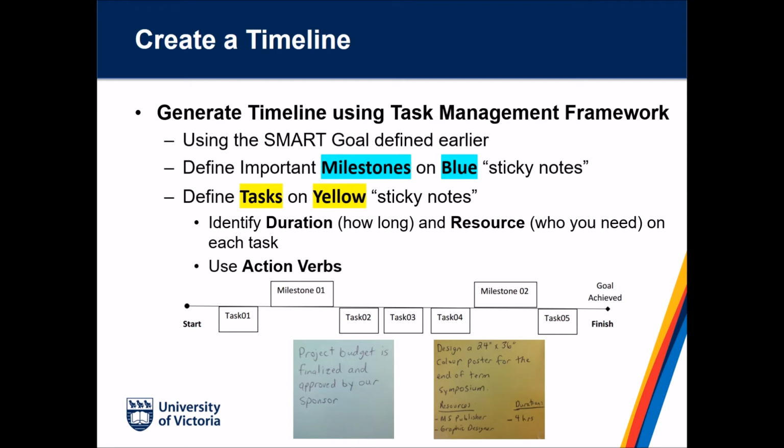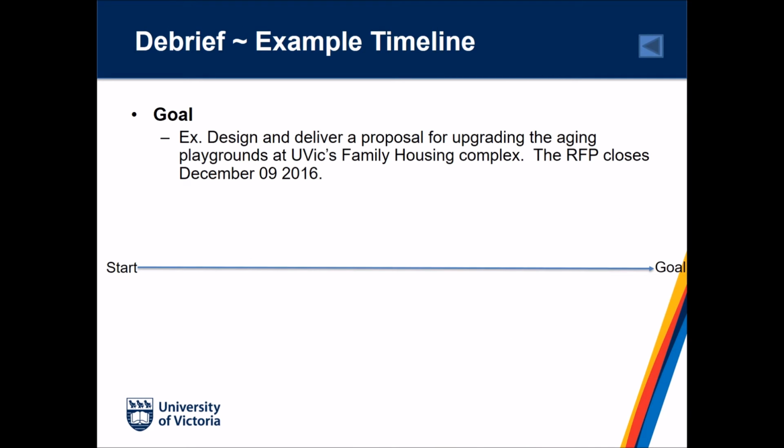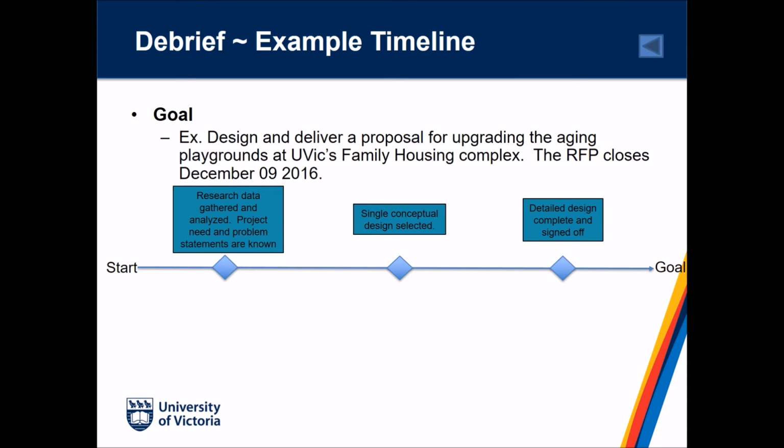Through this example, we note that milestones are important in helping us define tasks. Looking at an example, we go back to the goal we defined earlier in this presentation. We first define our milestones in reverse chronological order. So the previous milestone is the detailed design is complete and signed off. Previous to that, we've selected a single conceptual design. And before that, we've performed some research and analyzed the data to define our need and problem statements.